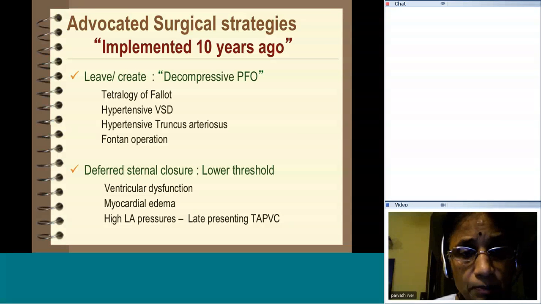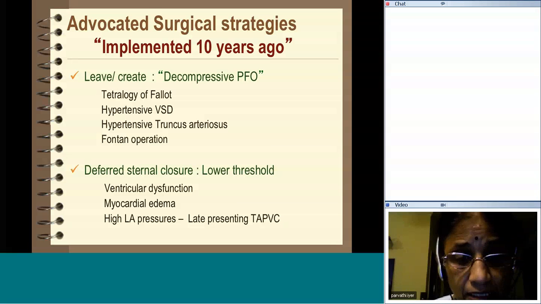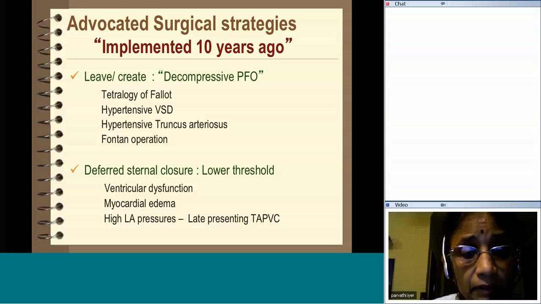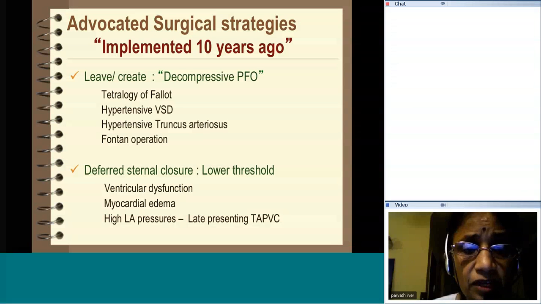The other surgical modality is to electively defer sternal closure, and it is important to have a low threshold for this. And in situations where in the operating room there is ventricular dysfunction of the systemic ventricle, where there is significant myocardial edema, where the heart appears all swollen, and persistently elevated left atrial pressures on attempted sternal closure, an example of which is late presenting total anomalous pulmonary venous connections, which we increasingly see. In all these cases, it's a very good idea to electively defer sternal closure, which means that you leave the sternum open in this fashion.